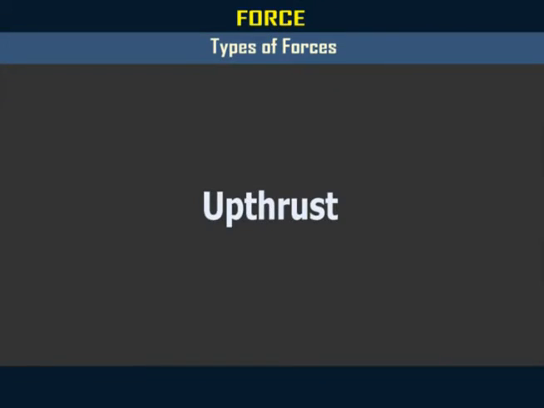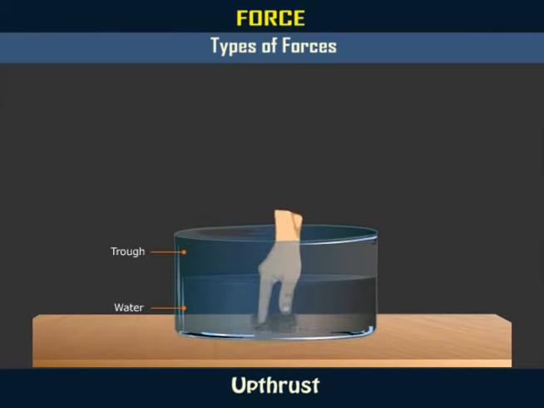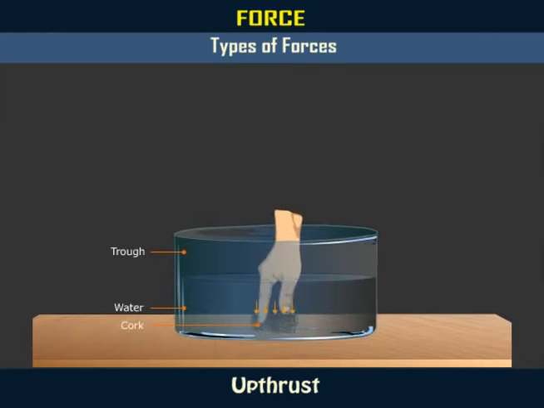Upthrust. Now, if you have ever tried to push an object underwater, you must have felt an upward force pushing on the object. And when you release the object, it bounces back onto the surface. What happens is that the applied force acts in the downward direction, pushing the object down. But the water exerts an upward force on the object, pushing it up. This upward force exerted by water on the object is known as upthrust or buoyant force.